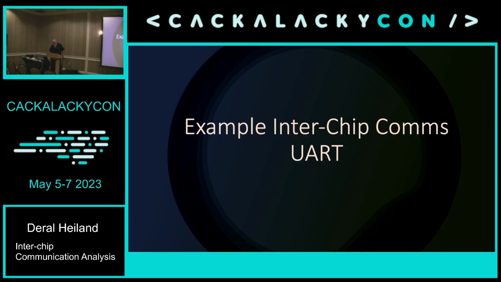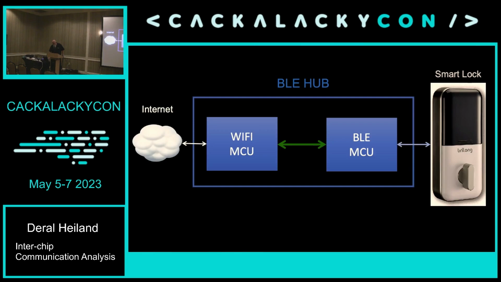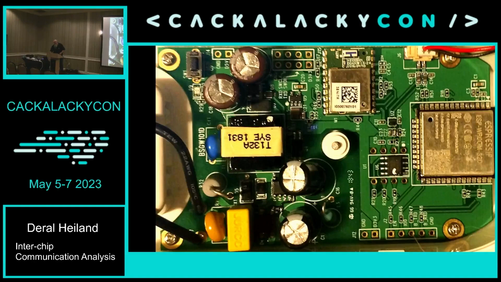So let's go ahead and examine the inter-chip comms. In this particular case, in this example here, we actually had a lock. This is a smart lock, a Brelong, and it has a BLE and a Wi-Fi module that we wanted to look at. So we needed to be able to tap into this. As we started digging into this, this is what the circuit board looked like, and you can see we have 2 modules on here. One is a Wi-Fi module, and the other one is the actual Bluetooth low energy module.